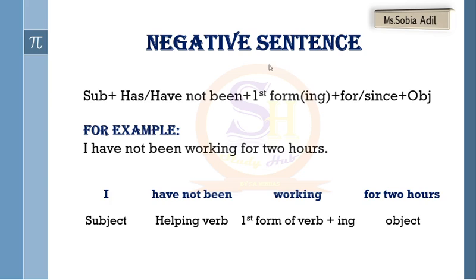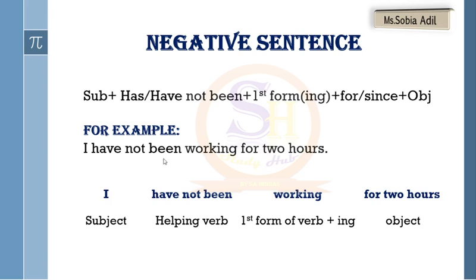Moving towards the negative sentences, students. I told you about the negative one, that if you want to negate something, you use the words not or no. So those sentences are basically called negative ones. Here the structure is: you first write the subject, then comes has or have according to the subject. After that you write not. You cannot write has been not or have been not. No, you write the subject, after that has or have. After that you write not between has been or have been, right? Then comes first form plus ing, for or since, and after that comes the object at the end.